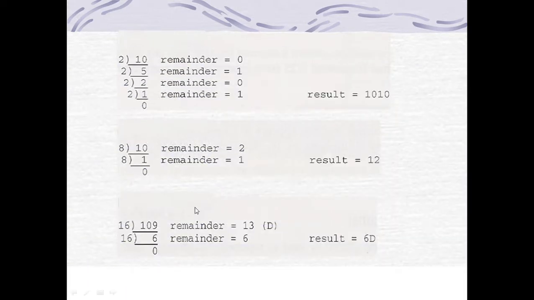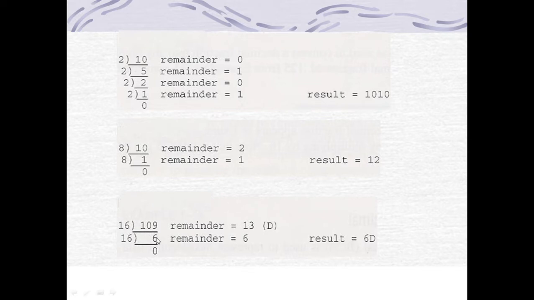Similarly, we can take another example, 109, which is in the decimal system, and we can convert it to base 16. So just divide the number by the radix or the base of the number system we want to convert the number to. Here we want to convert this decimal number to hexadecimal, and the base or radix of the hexadecimal is 16. So we divide this number by 16.